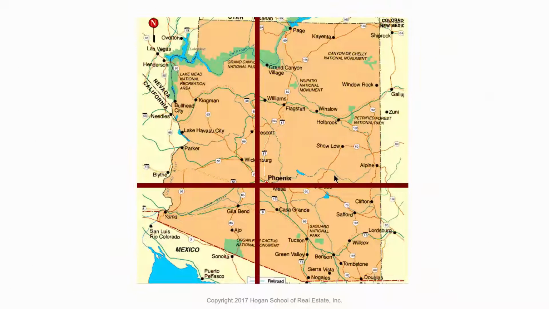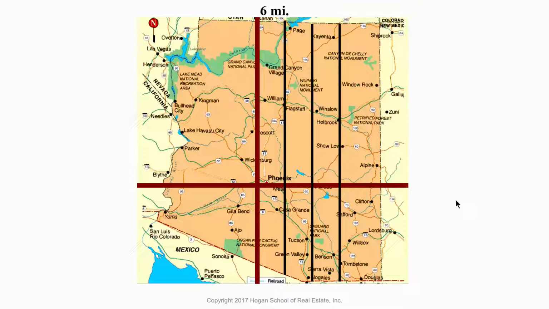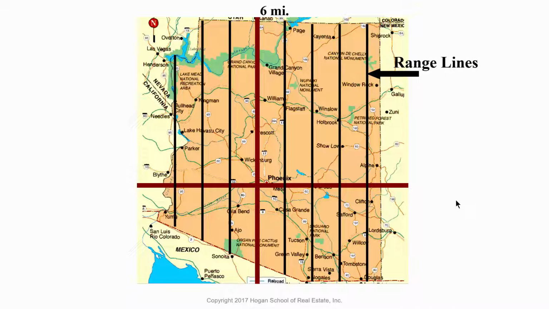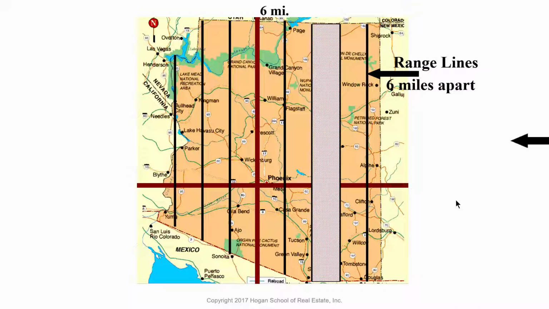So here we are with the baseline and meridian, and what surveyors like to do is draw some other lines. They started to draw lines in a north-south direction, and each of these lines is 6 miles apart. Every 6 miles east of the meridian and every 6 miles west of the meridian, they drew lines. These lines are called range lines. The range lines form strips 6 miles wide, and those strips of land, running north and south from the top to the bottom of the state, are called ranges.